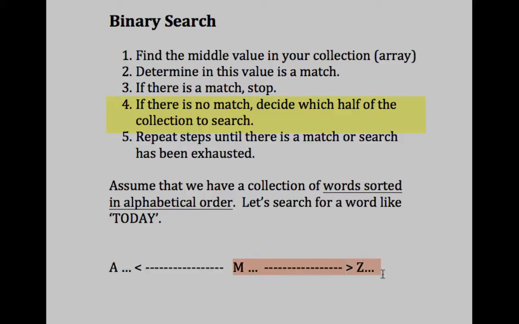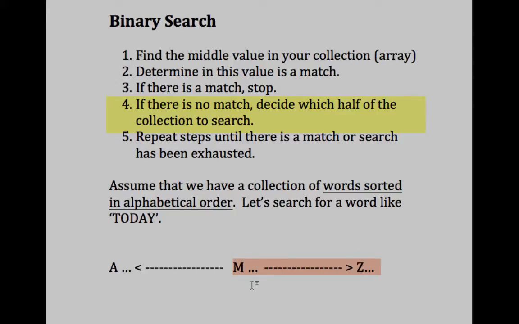Today is most likely to be in this half, because in this half we have all the words that start with M all the way through all the words that start with Z. And if I'm looking for a word like today, today is most likely to be somewhere in this section. So that's step number 4, deciding which half of the collection I'm going to search.